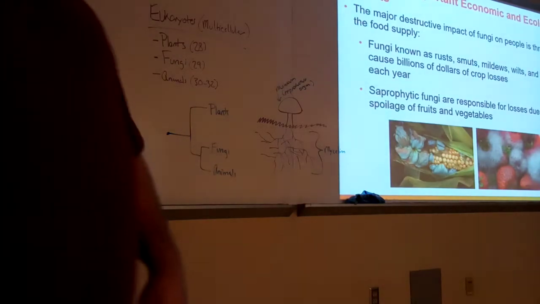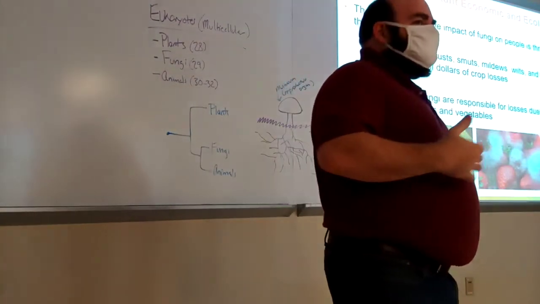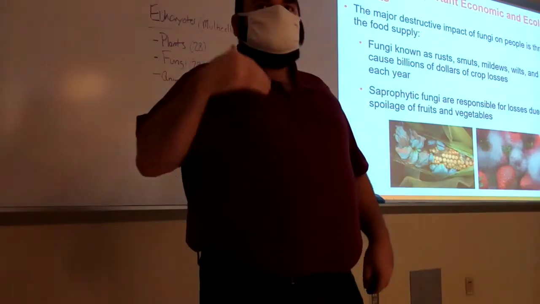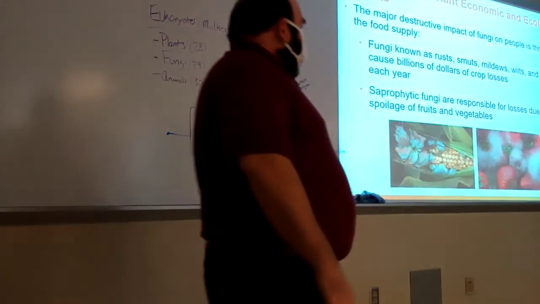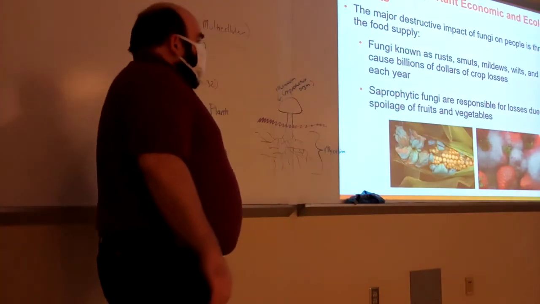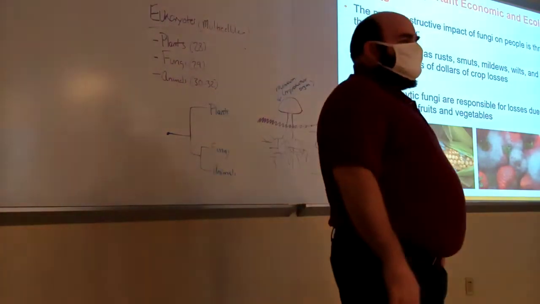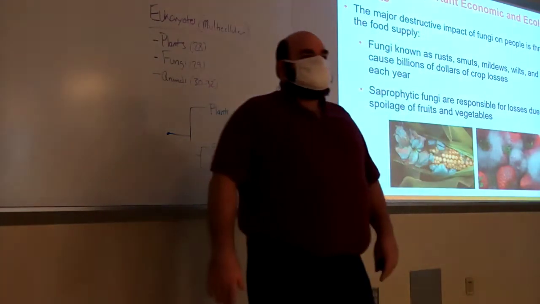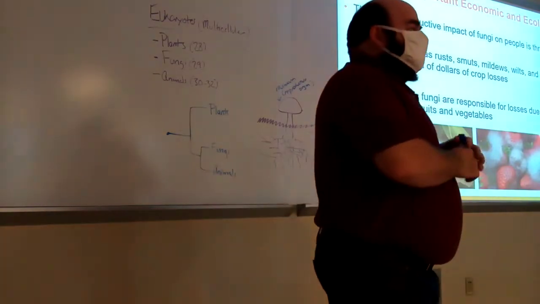It's more about their effect on plants that we're concerned about, because plants are our livelihood. That's our main source of food. And so many of these fungi can attack and wither living plants, with diseases like rusts, smuts, mildews, wilts, even blights, that wipe out a huge portion of our crops. Like I said, billions of dollars every year are lost because of fungal diseases. So they tend to attack plants more than they attack animals.